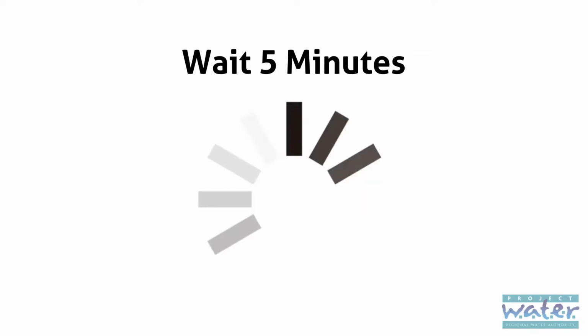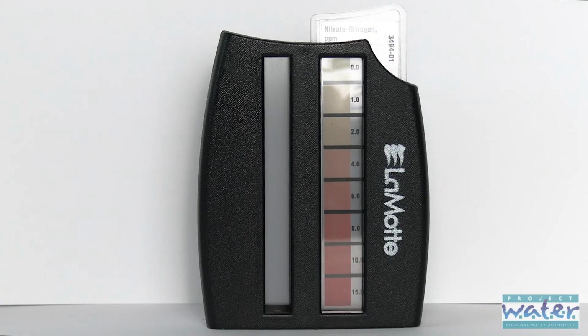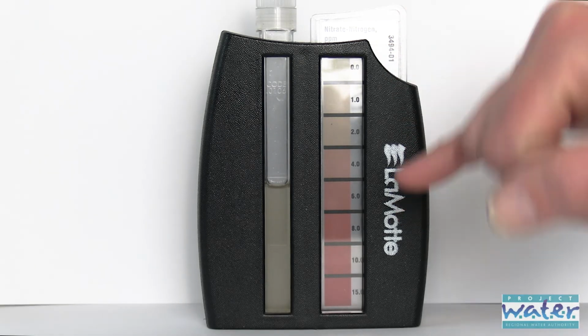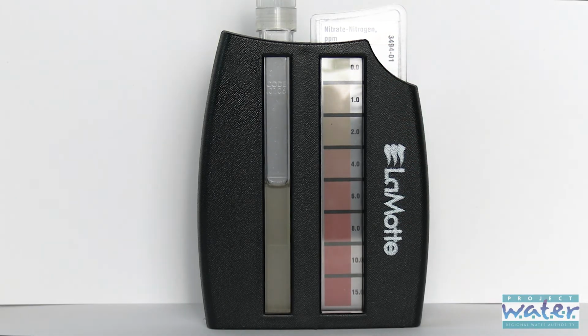Once the second tablet is dissolved, we're going to set the timer for 5 minutes. When 5 minutes have passed, you're going to take the test tube and place it into the comparator. As you lower it down, see which result on the comparator it matches the closest to. Record your result on the data sheet.